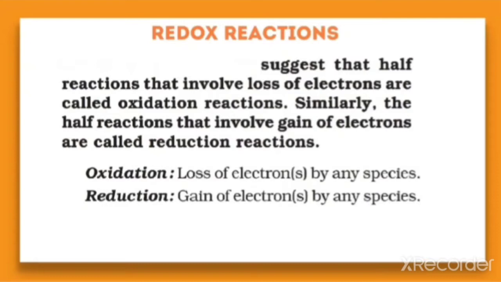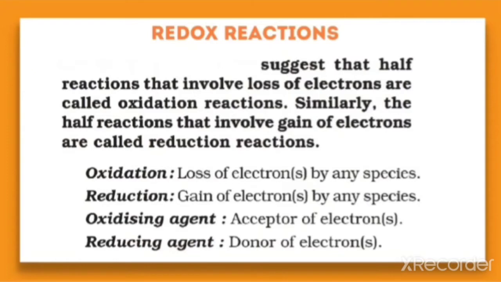In that case, we need to come up with two new definitions, for oxidizing agent and reducing agent. The substance which is the acceptor of electrons, or we can say which helps in the oxidation, is called the oxidizing agent. And the substance which is the donor of electrons, that means which helps in the reduction, is called the reducing agent. So here we have a definition for oxidizing agent and reducing agent.